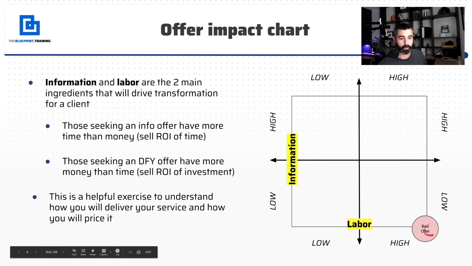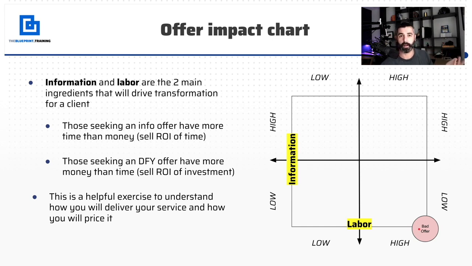So where we don't want to be is down here. This is where our bad offers go to die. This is going to be very high labor and very low information or expertise. Just for context, think about something like cleaning your house, right? The act of cleaning a house does not require a lot of information or expertise. It's commoditized. Pretty much anyone can do it, but it does require a lot of labor.